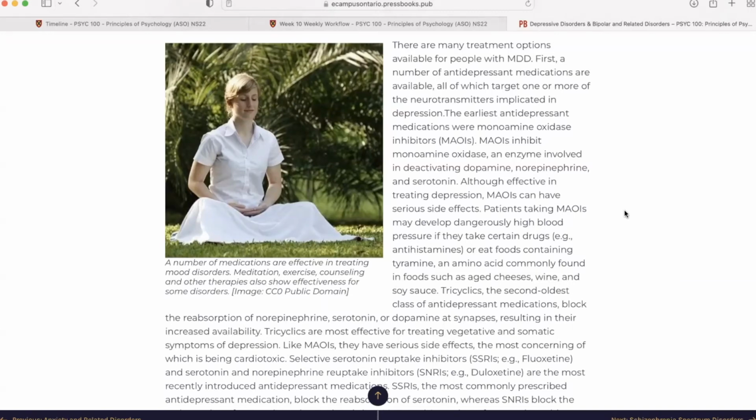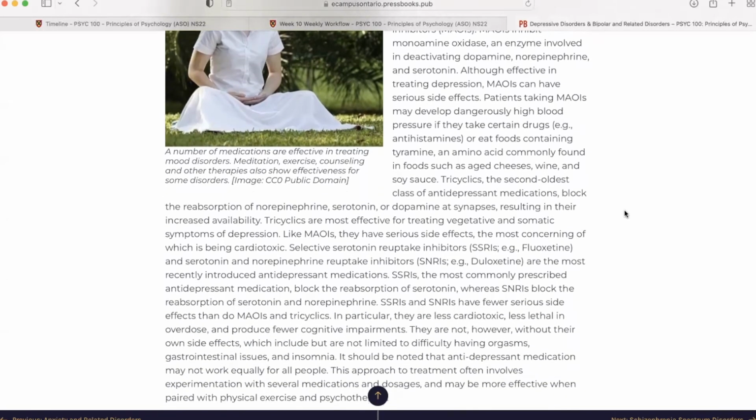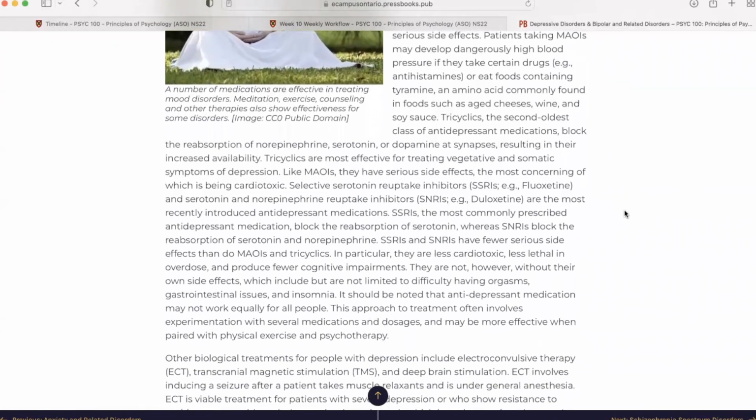Tricyclics, the second oldest class of antidepressant medications, block the reabsorption of norepinephrine, serotonin, or dopamine at synapses, resulting in their increased availability. Tricyclics are most effective for treating vegetative and somatic symptoms of depression. Like MAOIs, they have serious side effects, the most concerning of which being cardiotoxic. Selective serotonin reuptake inhibitors and serotonin and norepinephrine reuptake inhibitors are the most recently introduced antidepressant medications.